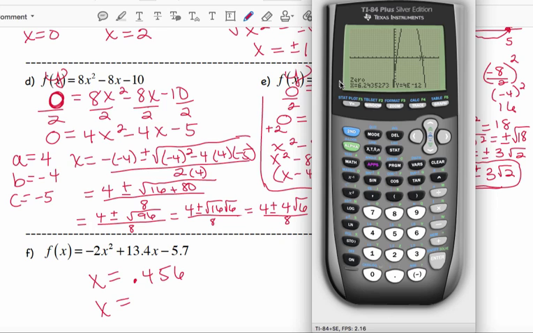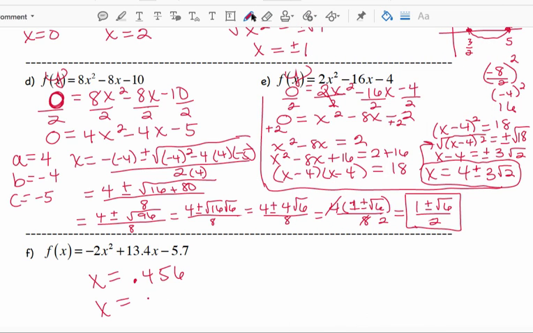And my x value is 6.244. So we have, see if I can get this down. Nope. I'll just write it over here. X is equal to 6.244, I think it was, and then we'll just forget about that right there.